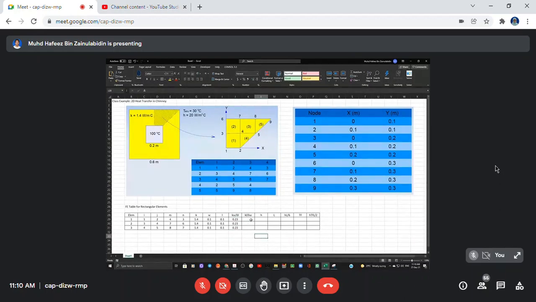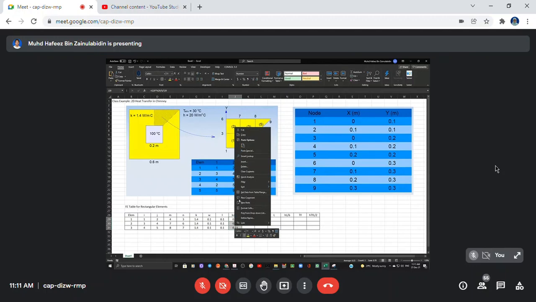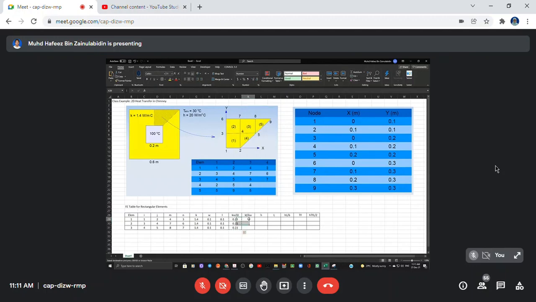Okay, this one here, KL divided by 6W, has the same value because W and L have the same value. Save time, just copy paste. H is 20.